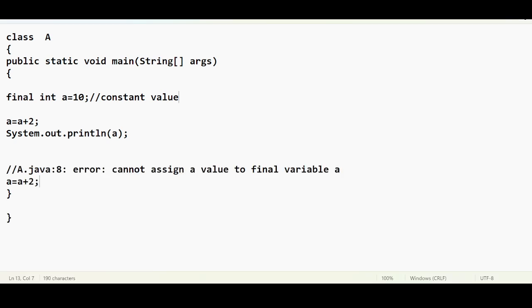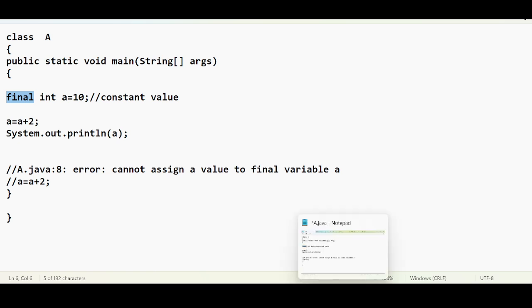What it says: cannot assign a value to final variable. So you have already said that the value of a is 10 and you are using the final keyword, which means the moment you use the final keyword, this value 10 has to be 10 forever. It cannot have any manipulations. When you have any constant, you will express that by using a variable, right? And you place the final keyword. Final means you are expressing a constant value, right?